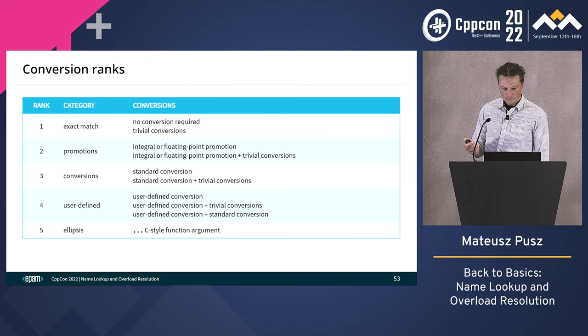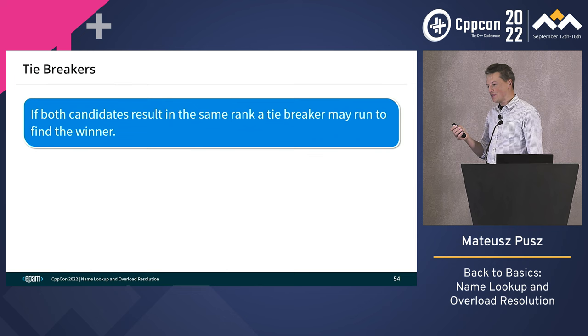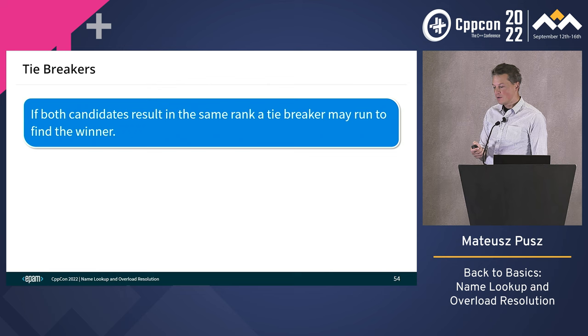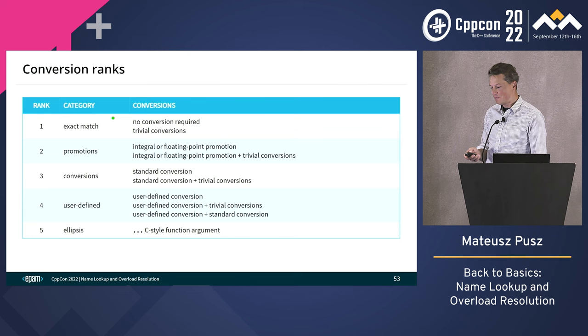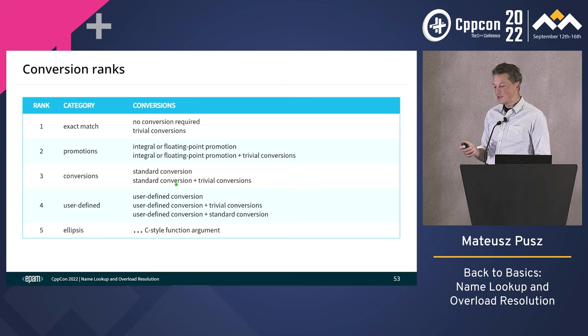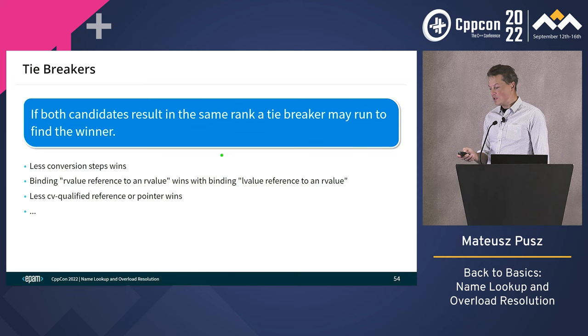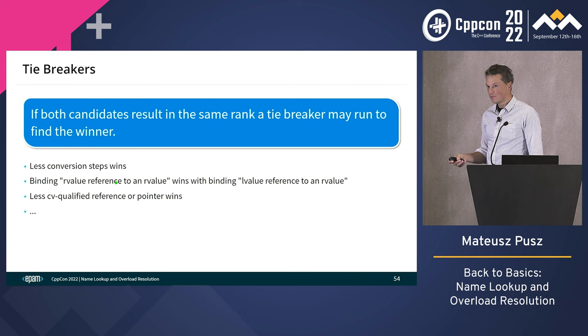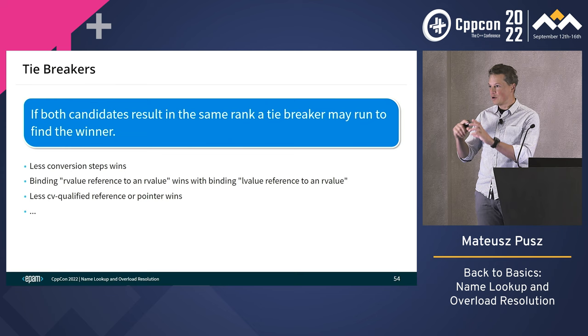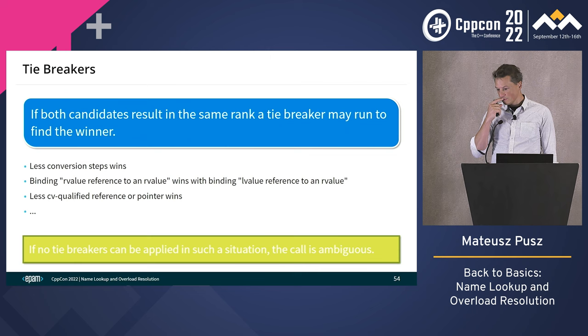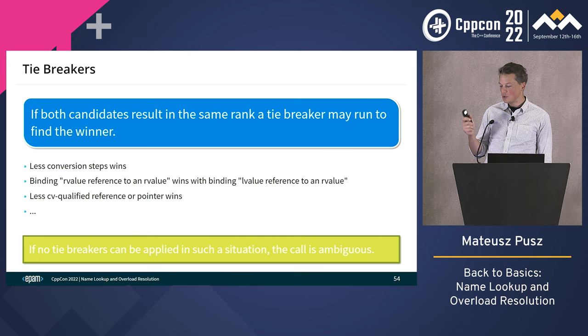There's also something called tiebreakers. If both candidates result in the same rank, a tiebreaker may be run to find a winner. So for example, if you have 2 overloads where both of them have promotions, but maybe slightly different, or conversions, but slightly different, there may be a tiebreaker defined. Tiebreakers are things like, for example, fewer conversion steps wins, or binding an rvalue reference to an rvalue wins over binding an lvalue reference to an rvalue, or the less cv-qualified reference wins, and so on. There are plenty of those tiebreakers defined by the standard, and those are checked if 2 overloads end up in the same rank. If tiebreakers cannot be applied in such a situation, the call is deemed ambiguous.